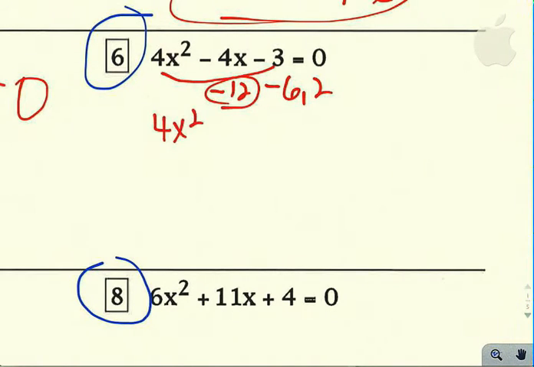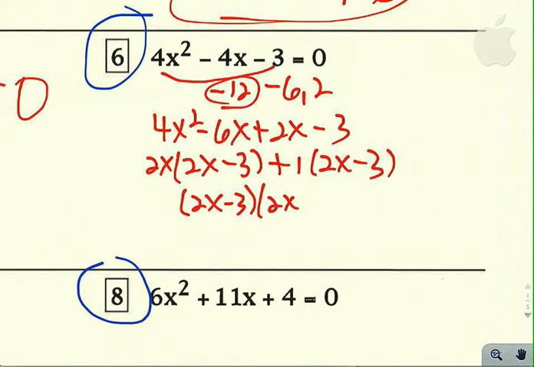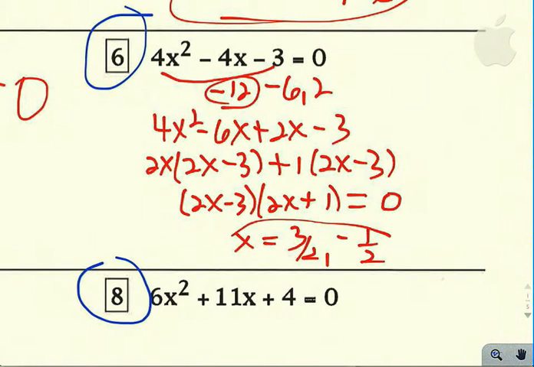So 4x squared minus 6x plus 2x minus 3. And then factor by grouping. Take 2x out there and take a 1 out of the last two. And then take out a 2x minus 3. So x would equal 3/2 or -1/2.